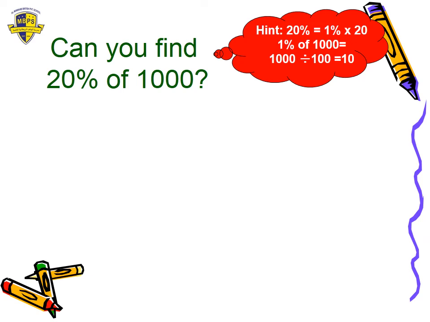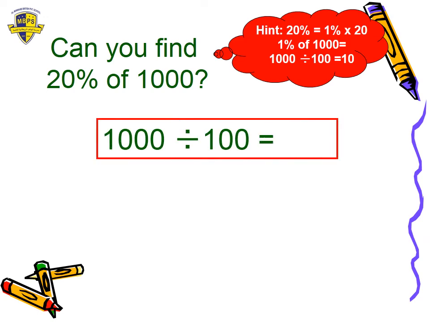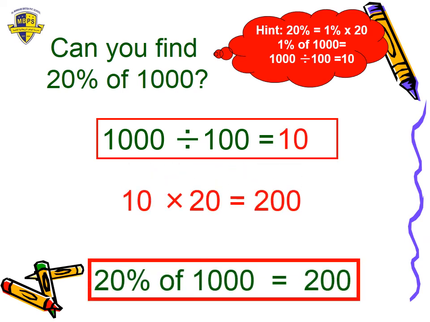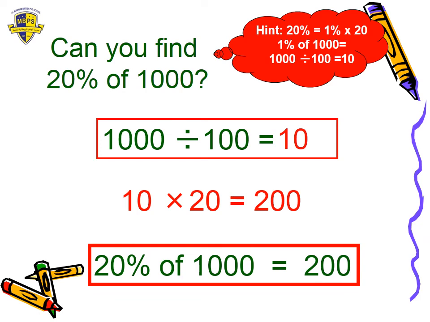This is 1%. Now 20%, so multiply by 20. 10 multiply 20, equal what? Equal 200. Excellent, grade 4. So 20% of 1000 equal 200.